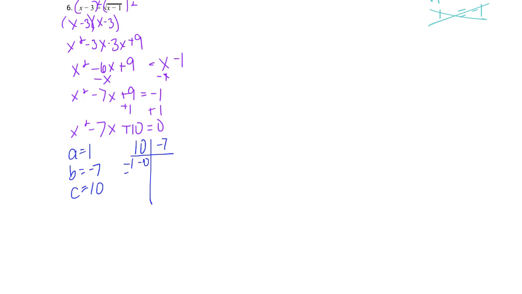So -1, -10, negative 2, negative 5. That's negative 11 and negative 7. Bottom one here is the winner. So our factors are x minus 2 and x minus 5 equals 0. Product rule tells us that these multiply together to get 0, and at least one of them has to be 0.